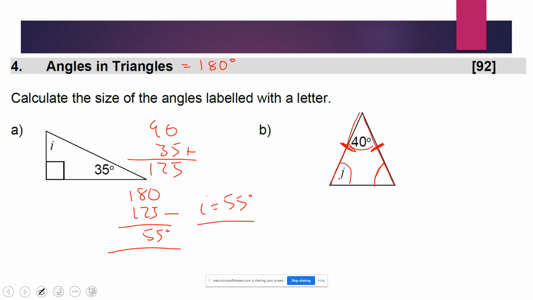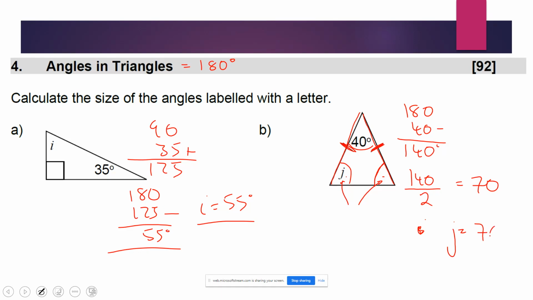Now we know they add up to 180 because it's inside a triangle. So if we do 180 and just take away the 1 that we know, that leaves us with 140 degrees, but that needs to be shared equally between these 2 angles because we know that they're the same size as each other. So to work out the missing angle, we're going to divide 140 by 2, and we know that each of these angles must be 70 degrees. So therefore, not I, J equals 70 degrees. And that's done as well.